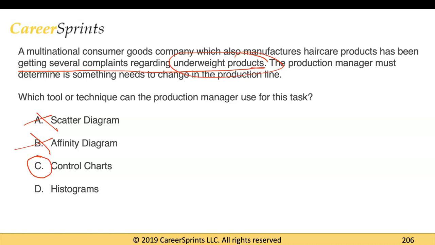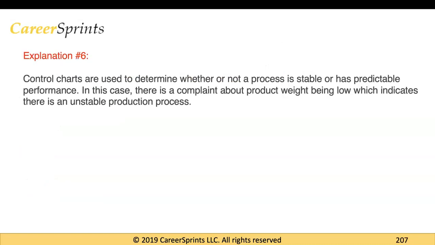So let's also look at histograms. If you've read about histograms, you would realize that in the quality chapter, histograms are just used to help you determine the number of defects related to a particular product. It can help you understand if there is a high number of defects in a particular product, or if there is a low number of defects. So definitely histograms would also not be the correct answer here. The correct answer would be control charts, and again there is an explanation given where it says that control charts are used to determine whether or not a process is stable or has predictable performance. So that is the answer to question number 6.